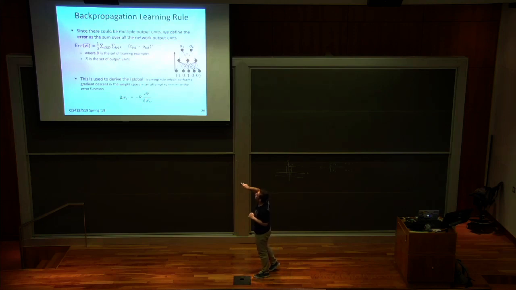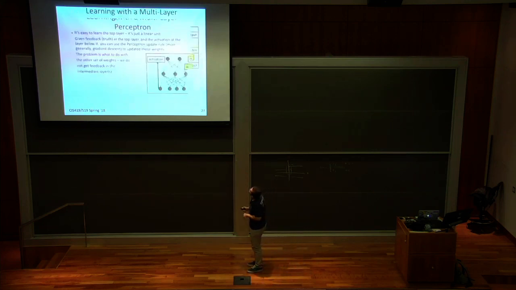This is a function of my weights, right? And I'm going to find the differentiation of this function with respect to each of the weights that I have in my model. And I'm going to try to change my weights with respect to this differentiation, this gradient, right?